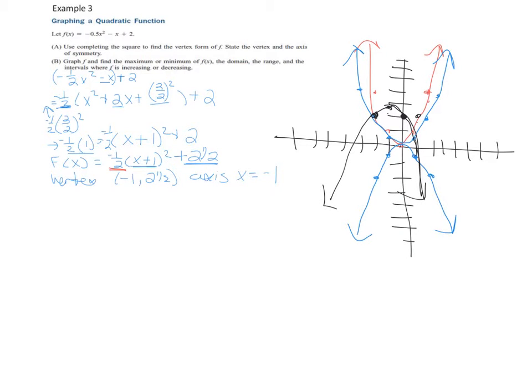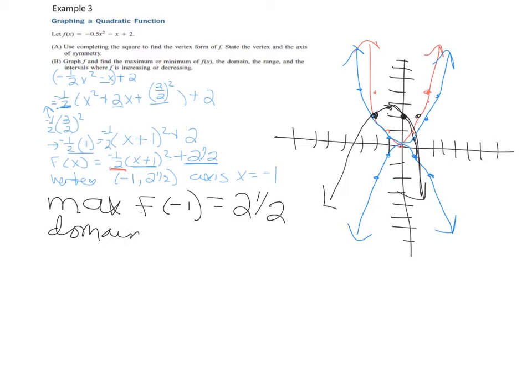Now it says find the maximum or the minimum. We know it's going to have a maximum because it goes down. So my max is going to be where x is negative 1, because remember that's my vertex, and my max is at 2.5. The next thing I need to know is the domain. The domain hasn't changed. It's all real numbers.